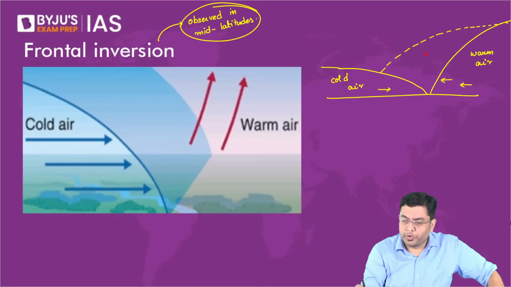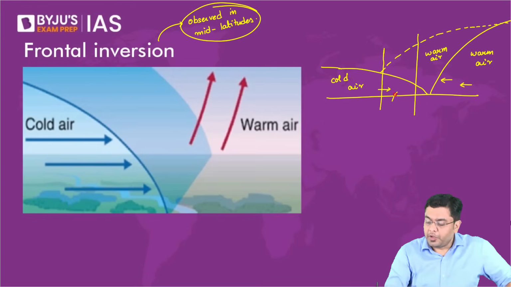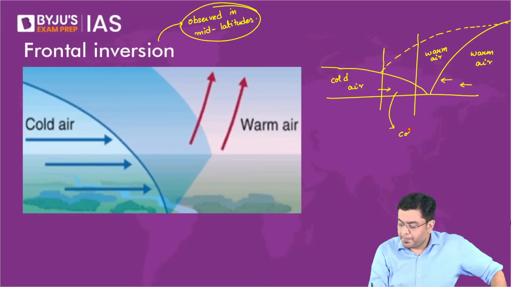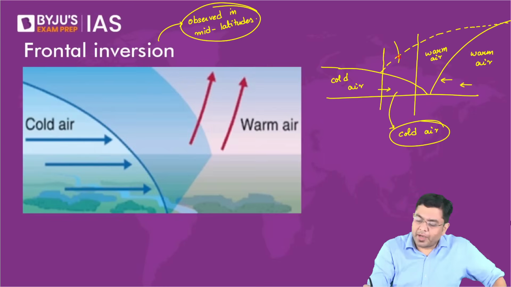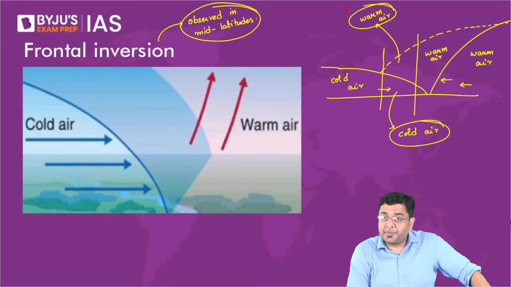Right? So you have warm air. Now, in any particular section that you observe here, what do you have? You have cold air at the bottom, whereas you have warm air on top. This is a kind of a negative lapse rate. This is a kind of a temperature inversion.